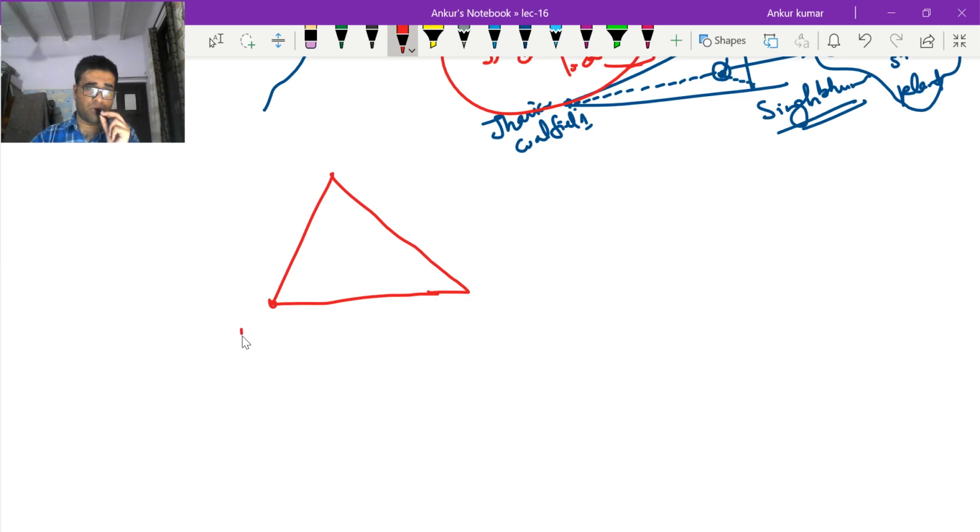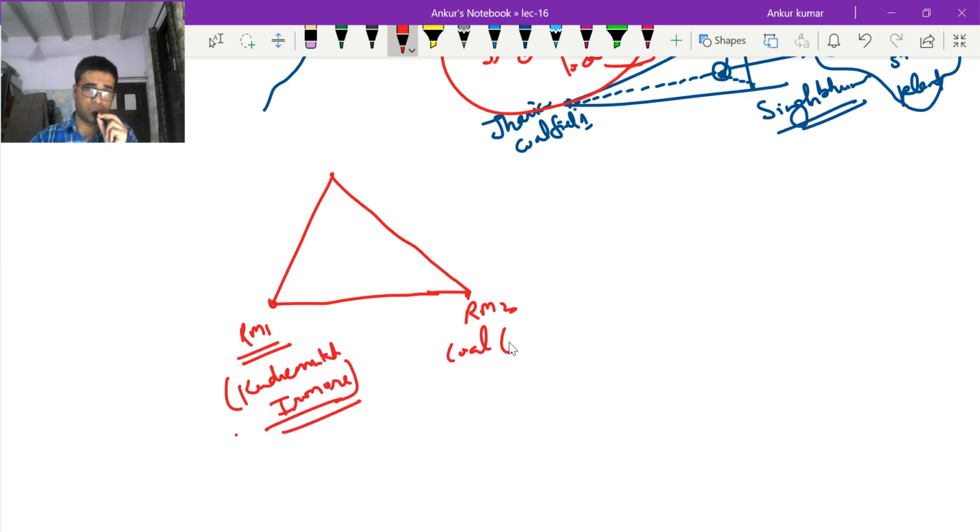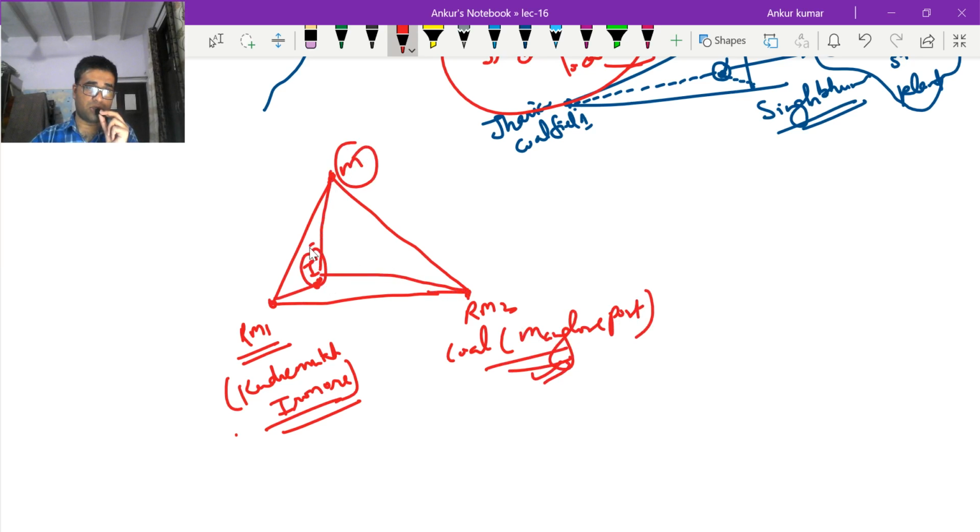So what happens, this is the raw material one center, that is the Kudremukh iron ore mines, Kudremukh iron ore. Raw material 2, that is coal, which is imported through Mangalore port, okay. Coal is imported through this port, and the industry has established close to the iron ore center, that is the Kudremukh iron ore, that is at this place, okay. This is market here, okay. This is industry, right.